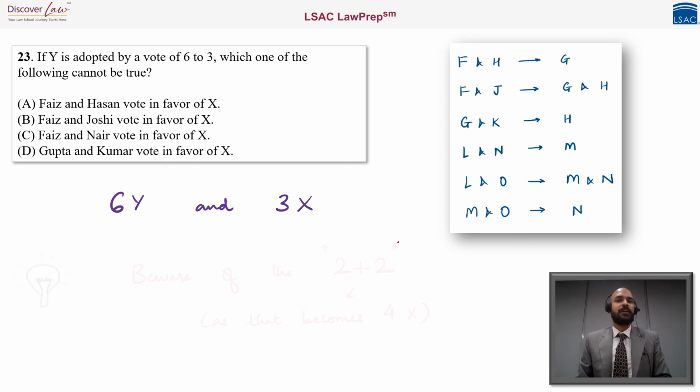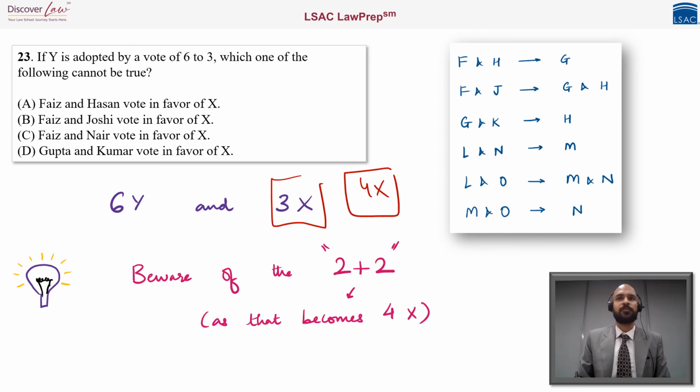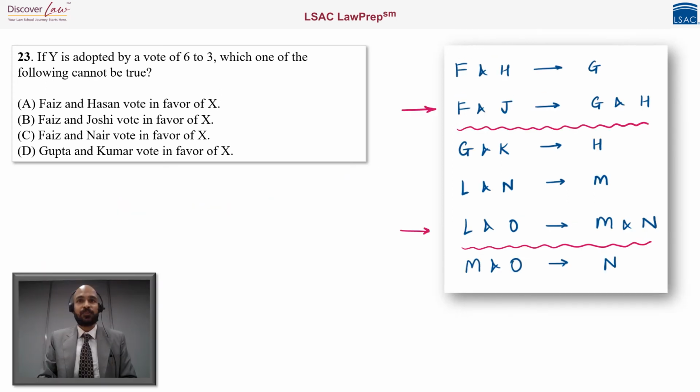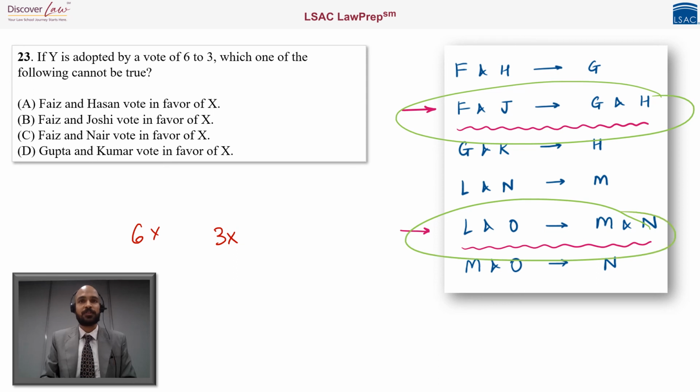Okay, so what is the thing that you should pay attention to? You see, we don't want a case when there are 4 X. The moment you can see a 4 X, it could be a problem. So if you see, the 2 plus 2 is a bit of a problem. So you know that for 6 Y and 3 X to happen, both of these cannot be true. So let's see if any of the options gives us this.